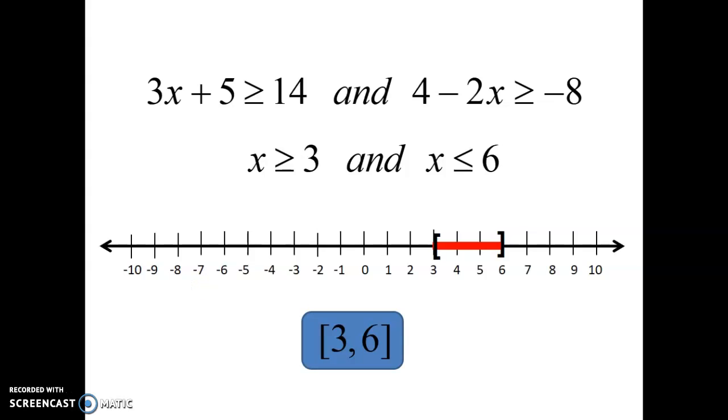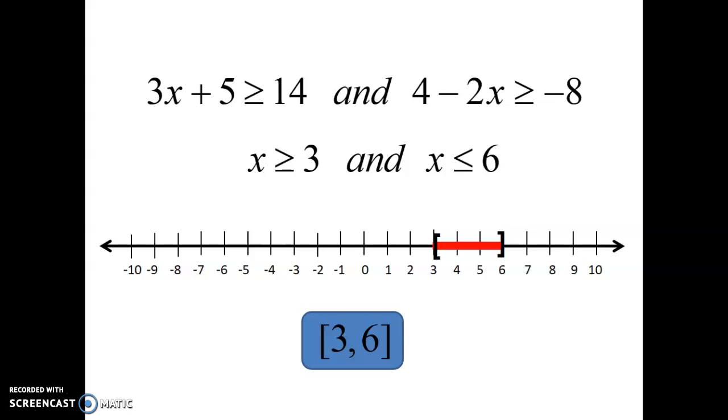So again, we're looking for 3 to 4 different things on this. One, can you solve the inequalities correctly? In this case, there are 2 of them. Did you solve them both correctly? Number 3, the graph, did you graph it correctly? And then number 4, did you put down the interval notation correctly?